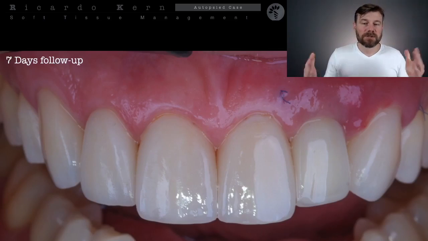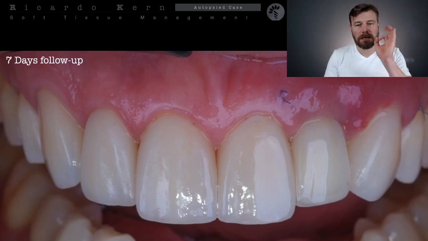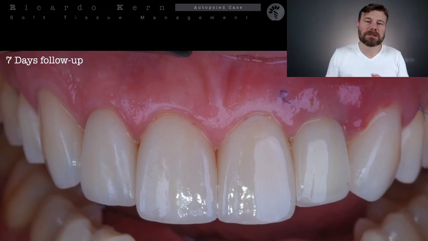Okay, so this was a simple case. In the sequence we're going to have some more complicated cases where we need to bring the cervical margin more coronally. In some cases we need to rebuild a papilla in place.